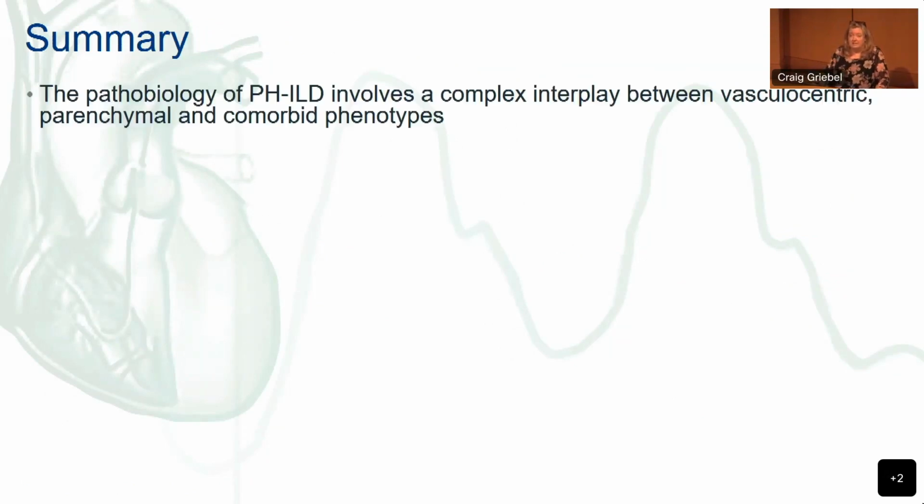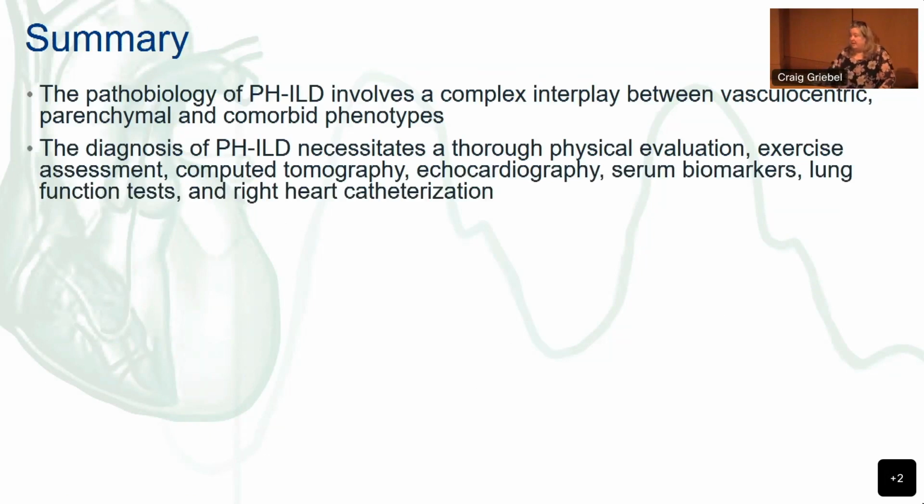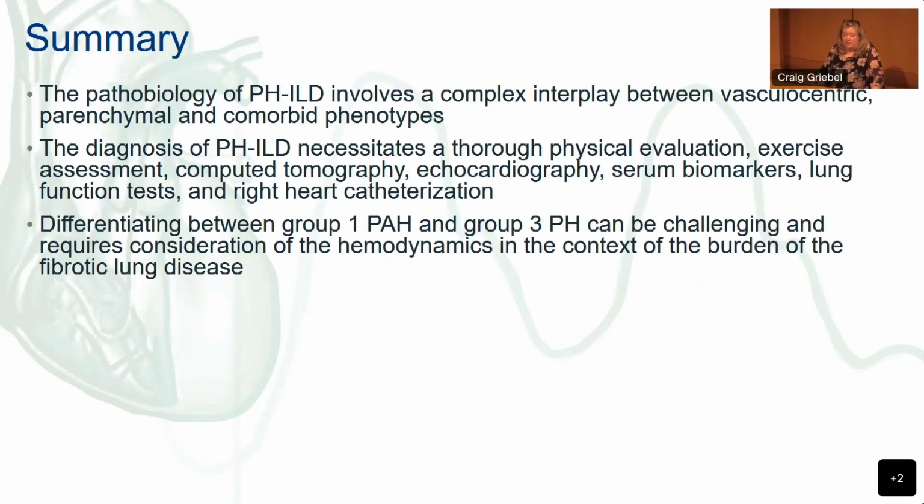So with that, I can summarize. The pathobiology of PH-ILD involves a complex interplay between vasculocentric, parenchymal, and comorbid phenotypes. This diagnosis requires a thorough physical exam, exercise assessment, CT, echoes, biomarkers, i.e. NT-proBNP, PFTs, right heart catheterization. And to me, this is like the same thing that you do in pulmonary arterial hypertension, so this isn't really a newsflash. Although, there are extra clues with the CT scan.